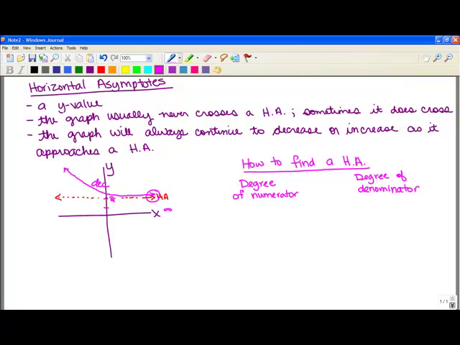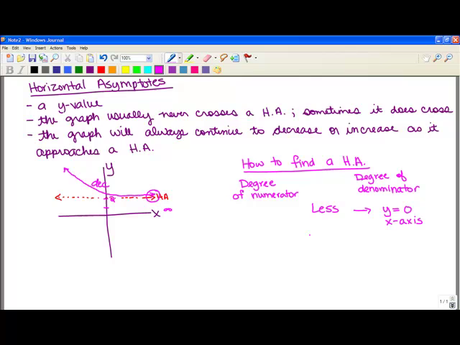We'll look at the steps on how to find a horizontal asymptote. You first look at the degree of the numerator and compare it to the degree of the denominator. If the degree of the numerator is less than the degree of the denominator, then the answer is always y equals 0, which is also the x-axis. So this would give us a horizontal asymptote along the x-axis.